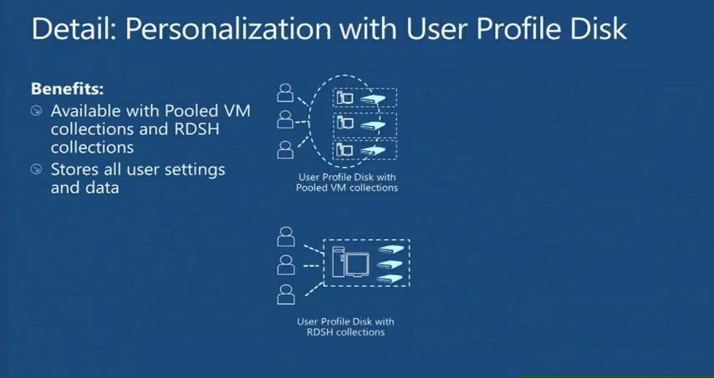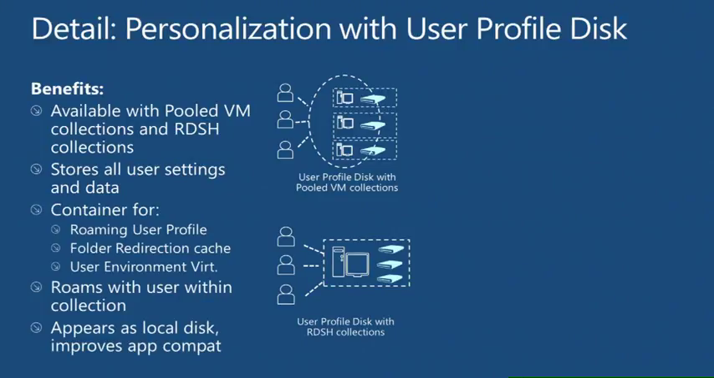Now, there was a question about user profile disk, the benefits of user profile disk being available for sessions as well as pooled VMs, and it stores all user data. It's a container for roaming user profile, for folder redirection cache, and for UE-V. It's actually at a level in the system that is underneath all these technologies. It appears as a locally mounted disk to the applications and to the operating system running inside the VM or running inside the terminal server.